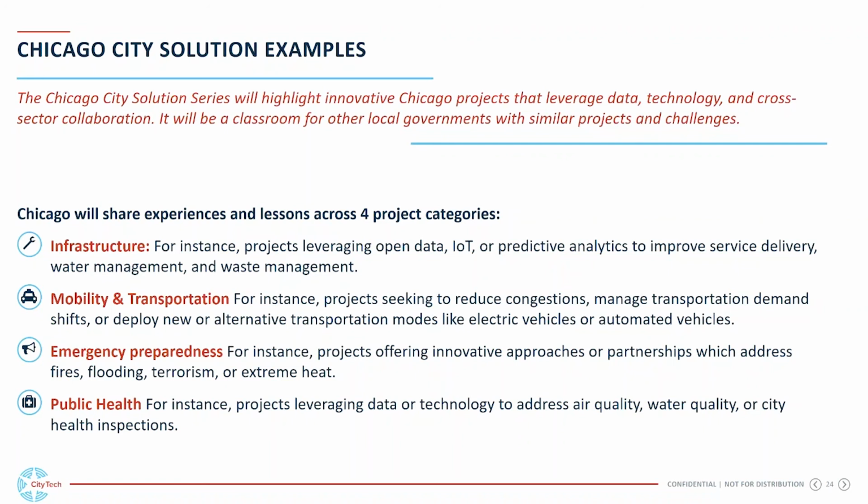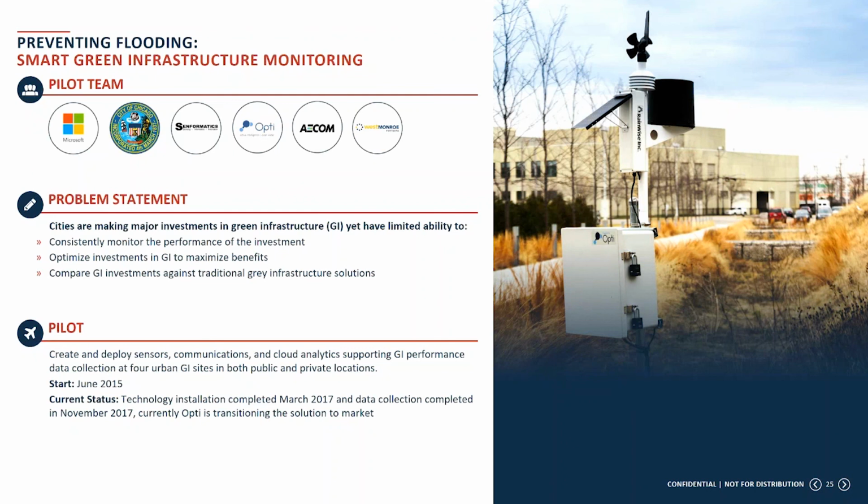So again, the 4 topic areas: infrastructure, mobility and transportation, emergency preparedness, and public health. Infrastructure includes projects that leverage open data, IoT, or predictive analytics to increase service performance. Mobility and transportation can be projects that reduce congestion, manage demand, or deploy alternative transportation modes. Finally, emergency preparedness addresses flooding, extreme heat, man-made disasters. And public health can also include air quality, water quality, or innovative ways to help inspect the city from a sort of a regulatory perspective.